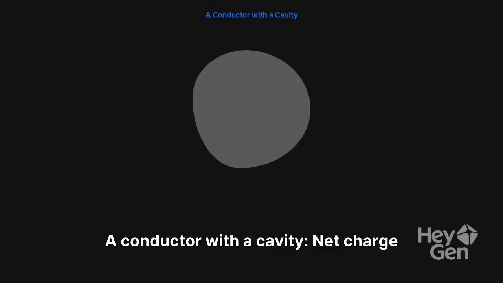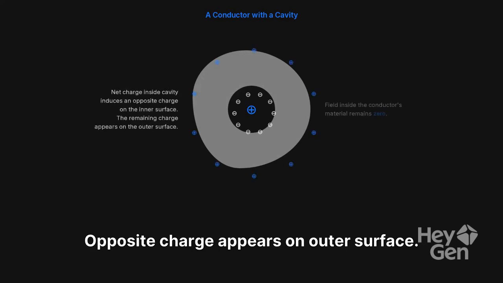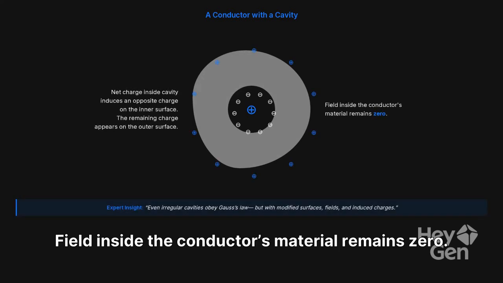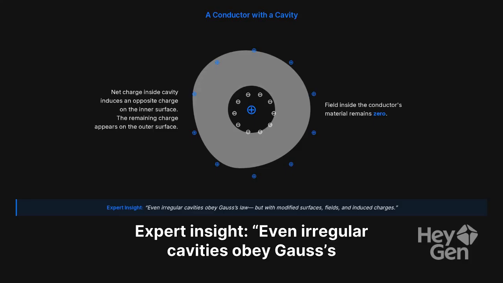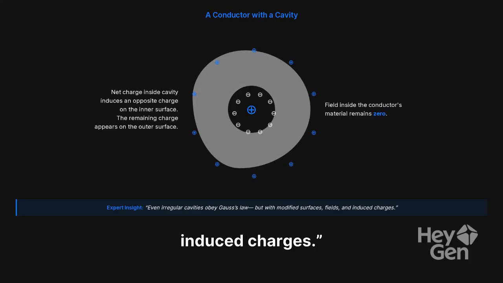A conductor with a cavity. Net charge inside the cavity induces charge on the inner surface. Opposite charge appears on the outer surface. The field inside the conductor's material remains 0. Expert insight: even irregular cavities obey Gauss's law, but with modified surfaces, fields, and induced charges.